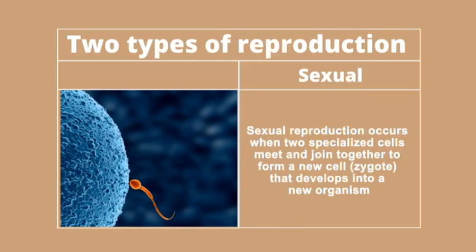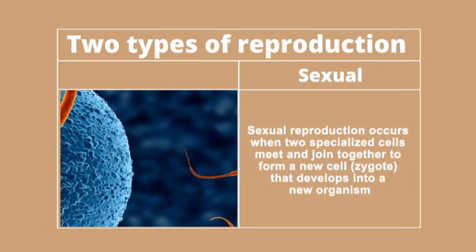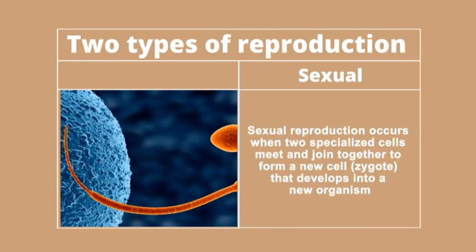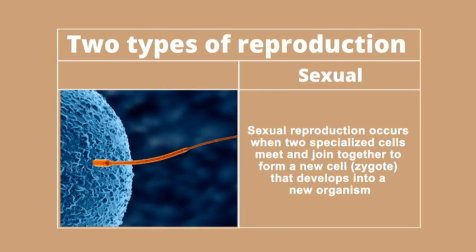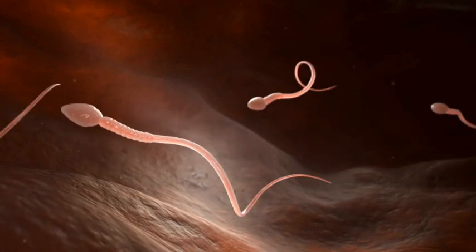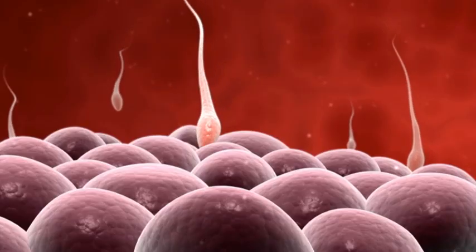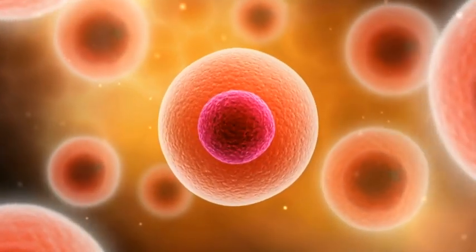Sexual reproduction occurs when two specialized cells meet and join together to form a new cell, zygote, that develops into a new organism. Most animals reproduce in this manner: sperm from the male animal and egg cell from the female animal join together and form the zygote.